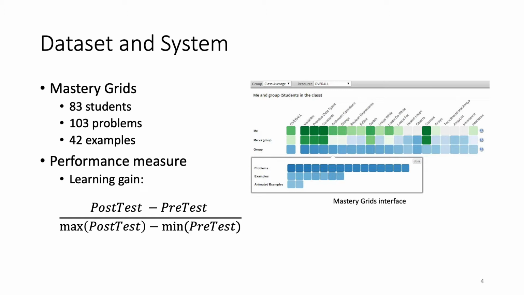Also, students take a pre-test and a post-test at the beginning and the end of the course. We consider learning gain, calculated as normalized post-test minus pre-test, that demonstrates the student's performance. This measure shows how much students have learned during the course.